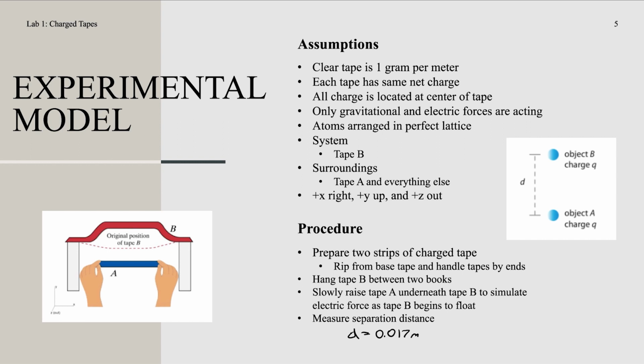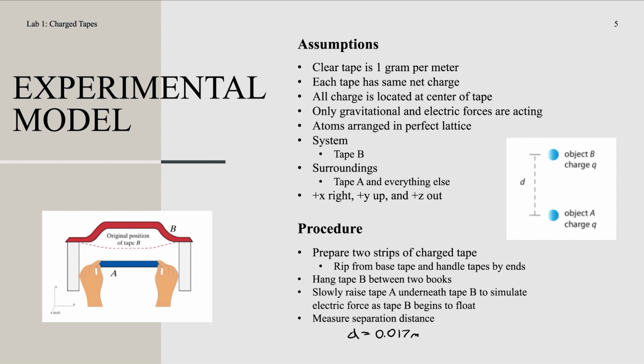The system in the experiment was tape B, while the surroundings encompassed everything else, including tape A on the bottom. When performing vector calculations, establishing a coordinate system is essential. In this experiment, the positive x direction was assumed to be pointing to the right, while positive y was pointing up and positive z was pointing out.